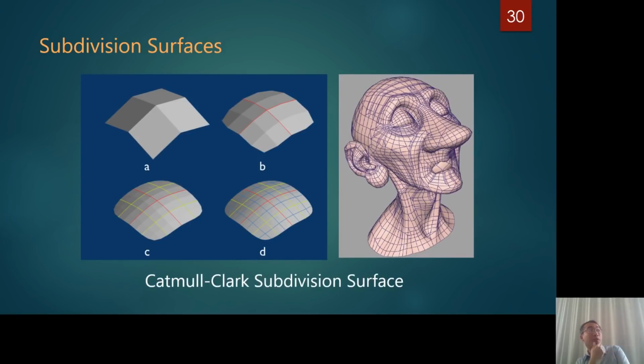That's how it was invented. This subdivision scheme is named Catmull-Clark. These are the two people who invented it, and Catmull is now the technical director at Pixar.